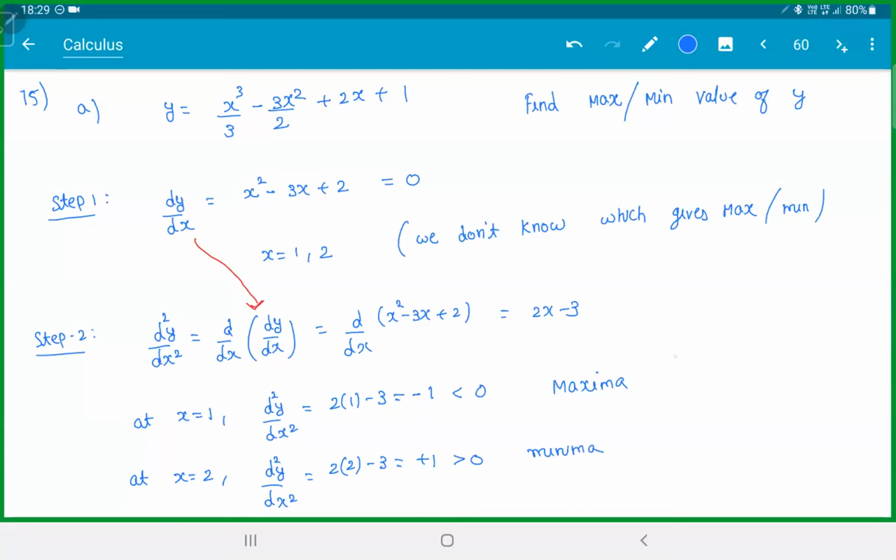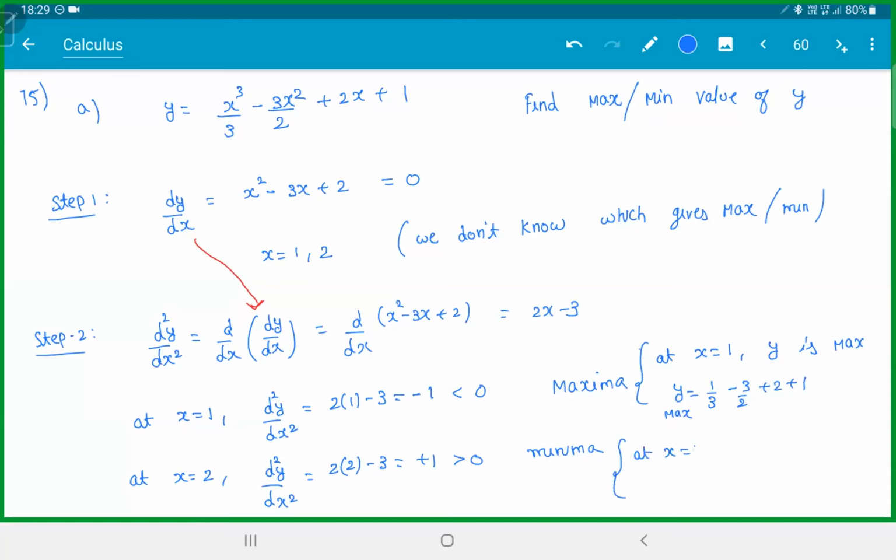So what is the meaning of this? The meaning of this is at x equal to 1, y is maximum. x equal to 1 is not the maximum value. When you keep x equal to 1, the value of y will be maximum. So when you substitute here, how much do you get? 1/3 minus 3/2 plus 2 plus 1. This is your maximum value of y.